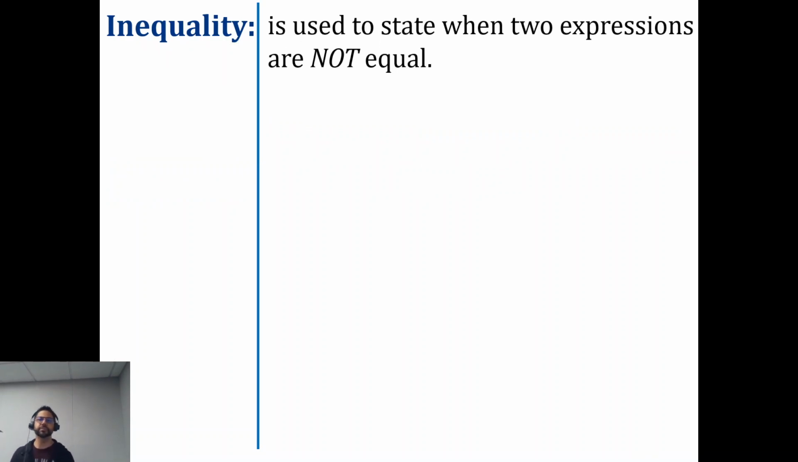All right, so our inequality again is used to state when two expressions are not equal. Now remember, there are some, though, that will include the equal part, like less than or equal to, greater than or equal to, but it's obviously not just equal to. And of course, you're going to see some more advanced ones in high school, but again, trying to refresh your memory for these here.